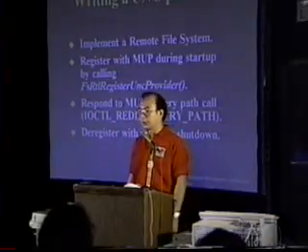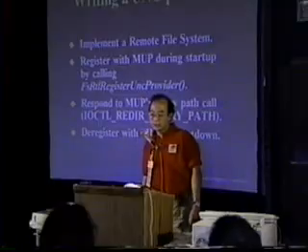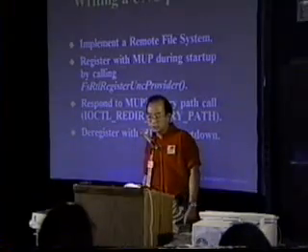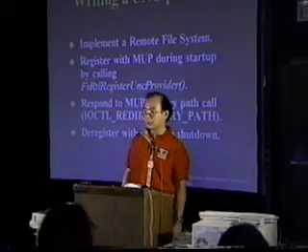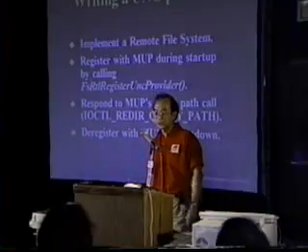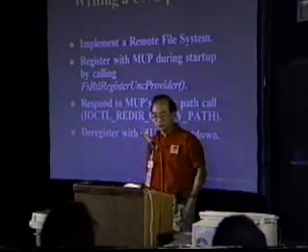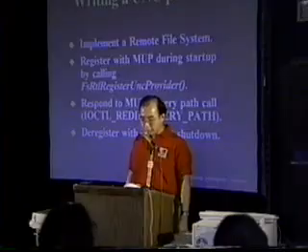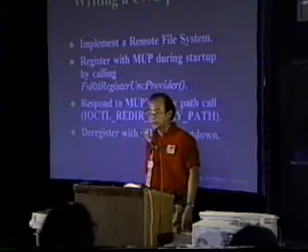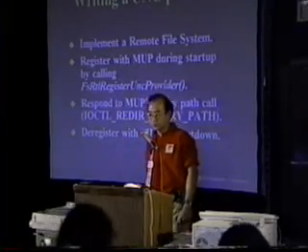And after that, you need to respond to the IOCTL, which is the IOCTL redirector query path. This is what MUP uses to query whether you actually own this resource or not. And this is just a device IO control. And finally, when you shut down your redirector, you need to deregister from MUP.